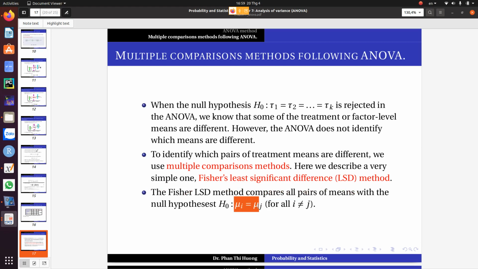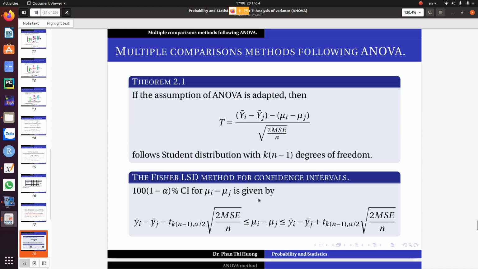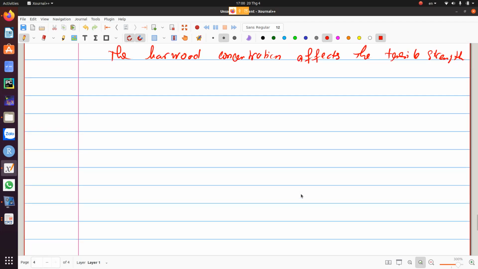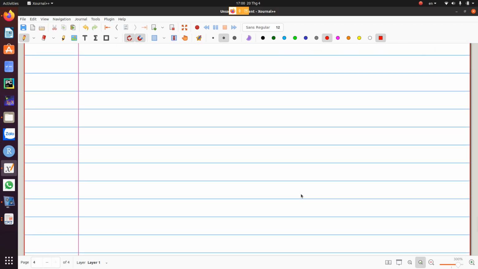If you have 4 groups, then in total we have 6 hypotheses. We need to make the hypothesis for every pair of mu i and mu j. This is the target, because we want to explore which means will be different from each other. To do it, return to the board. I'll give you a few seconds to recover your knowledge about chapter 6. Can you recognize that?